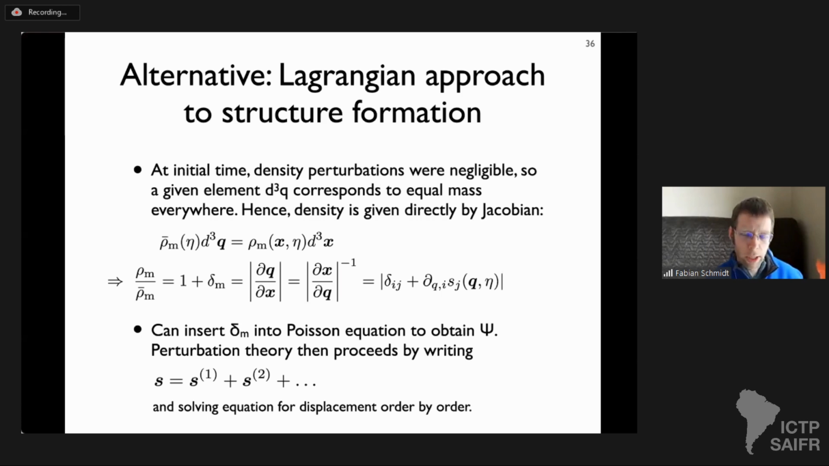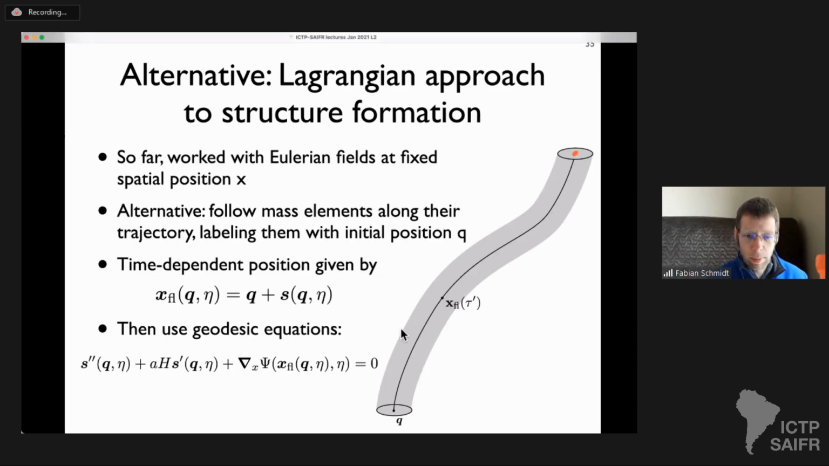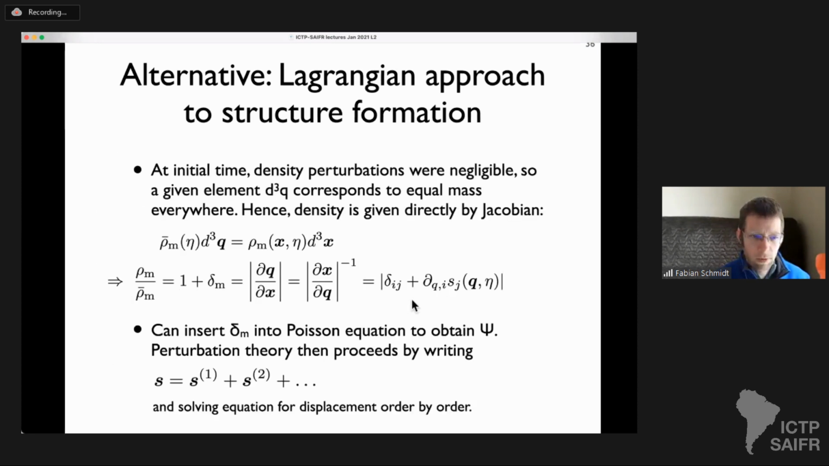And there's a neat trick for how we can do this, because we know that mass is conserved, right? The number of dark matter particles or baryon particles doesn't change. So we can use mass conservation and just equate the Lagrangian density rho d3q to the Eulerian density d3x, right? That's number conservation. And what is the density in Q space? Well, I'm using co-moving coordinates.